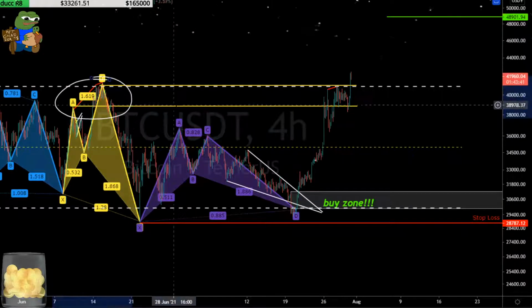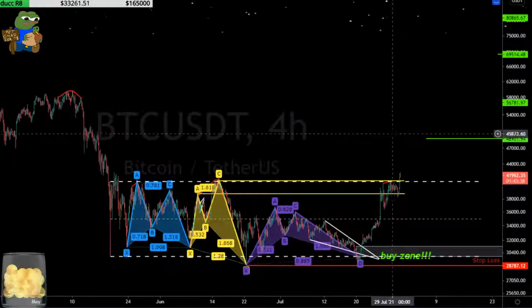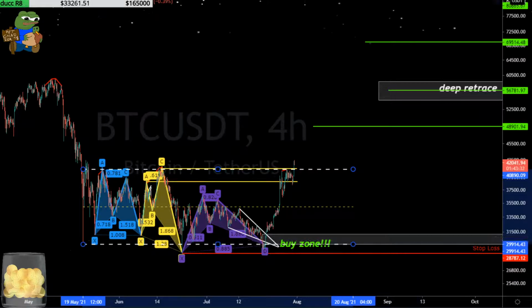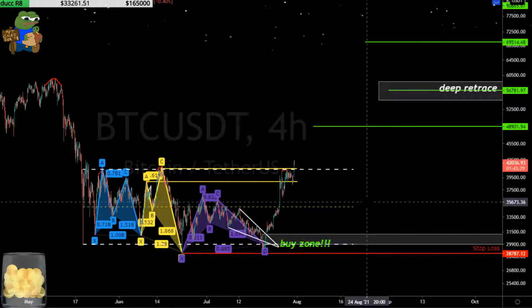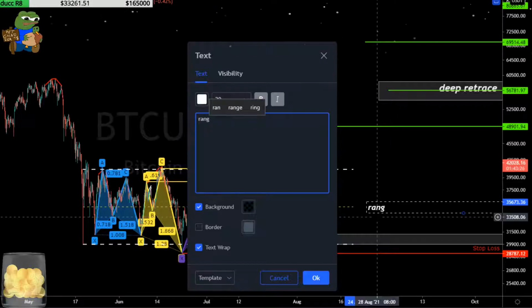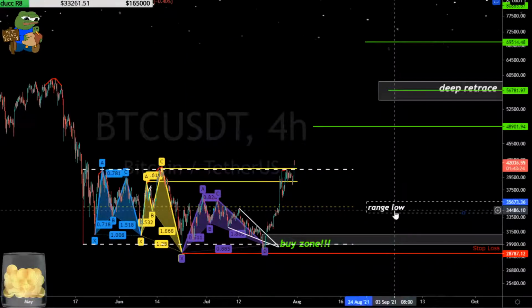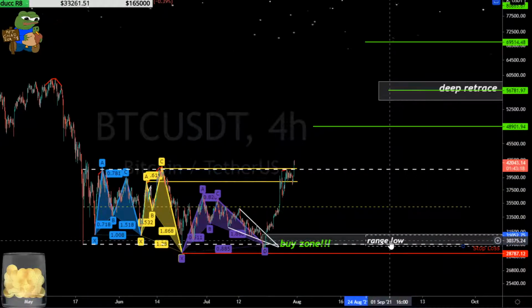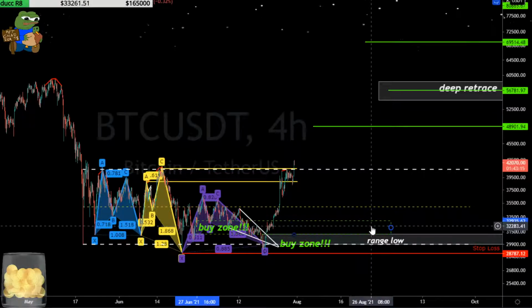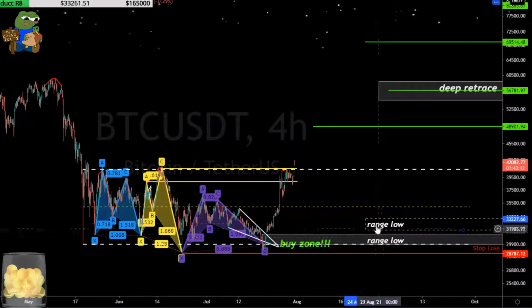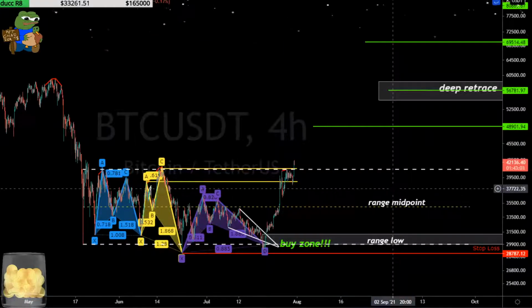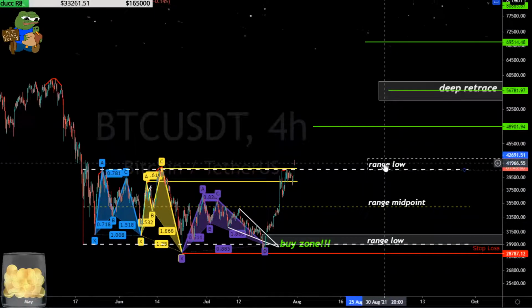So again, once we get out of this range, right now the buy zone is the range low. The original buy zone down here, this is the range low. You can see this, right? Range low. Okay, whoops, I didn't want that one, I wanted this one. So now we have the range midpoint, and we have the range high, the current range high, all right?